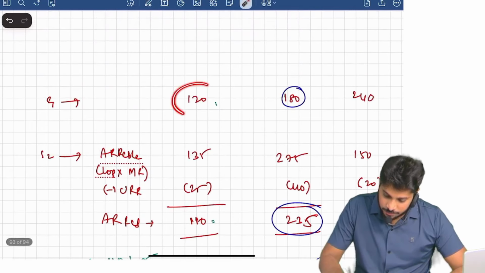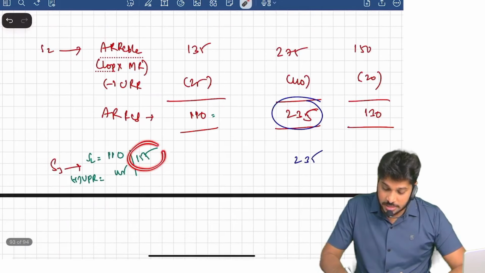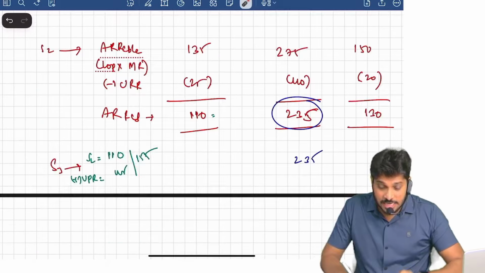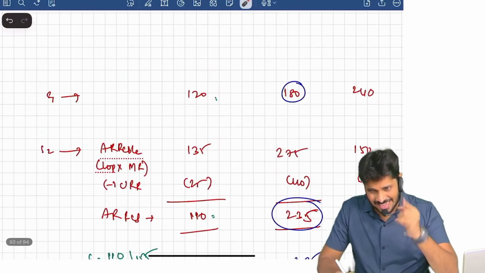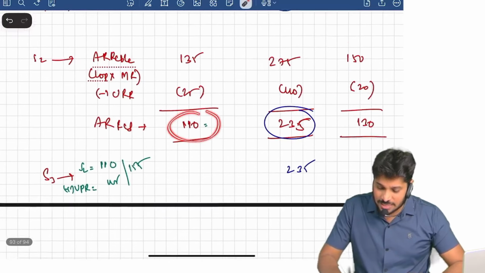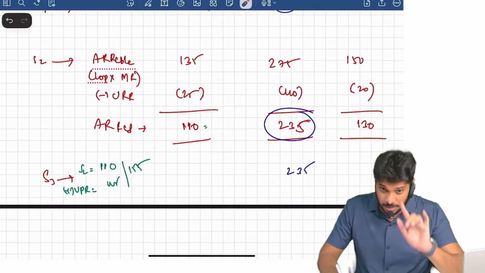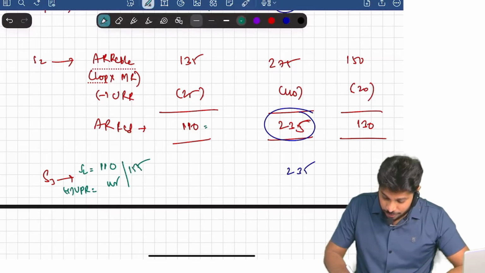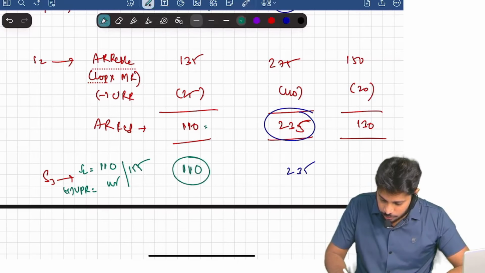In that case step 1 is 120. If vacancy is not there, step 2 calculation would have been higher than step 1. Right now step 2 calculation is lower than step 1 only because of vacancy. Therefore gross annual value is equal to 110.